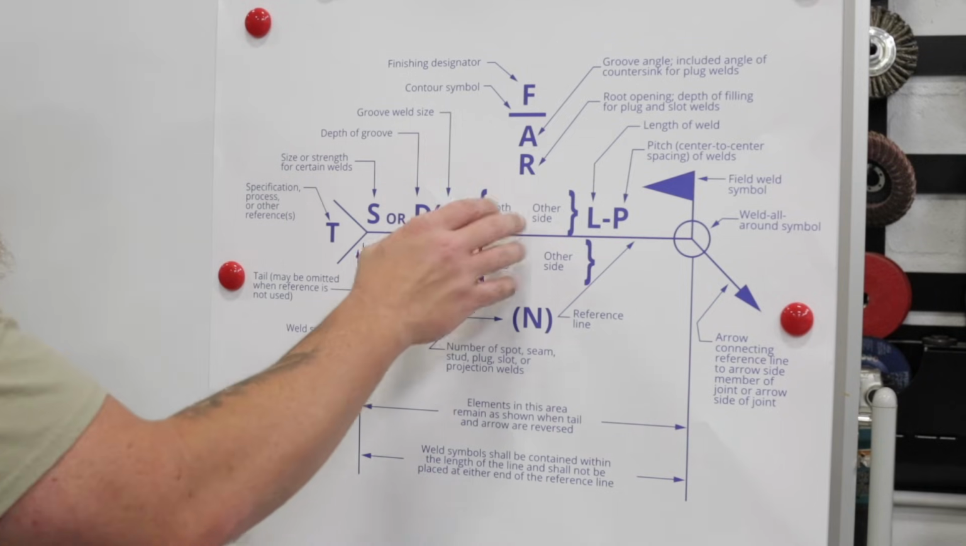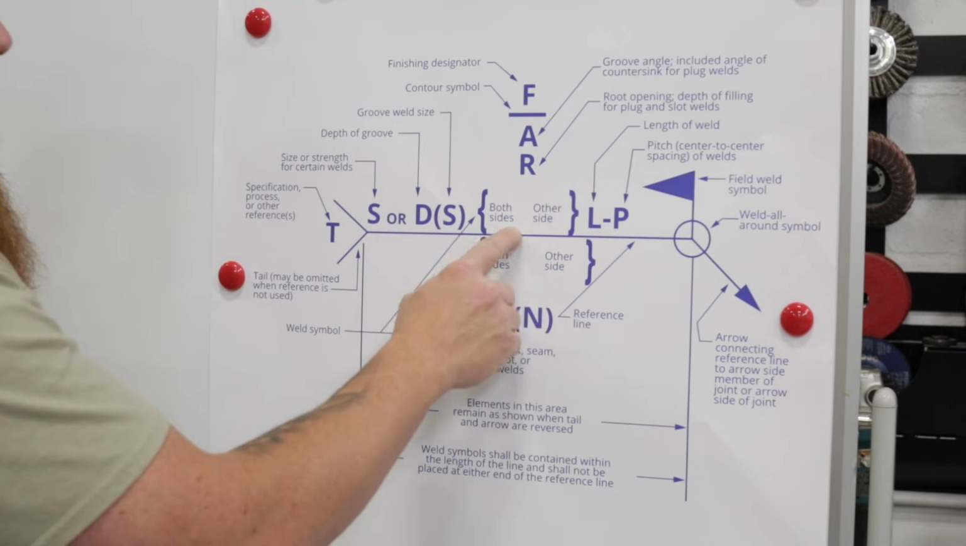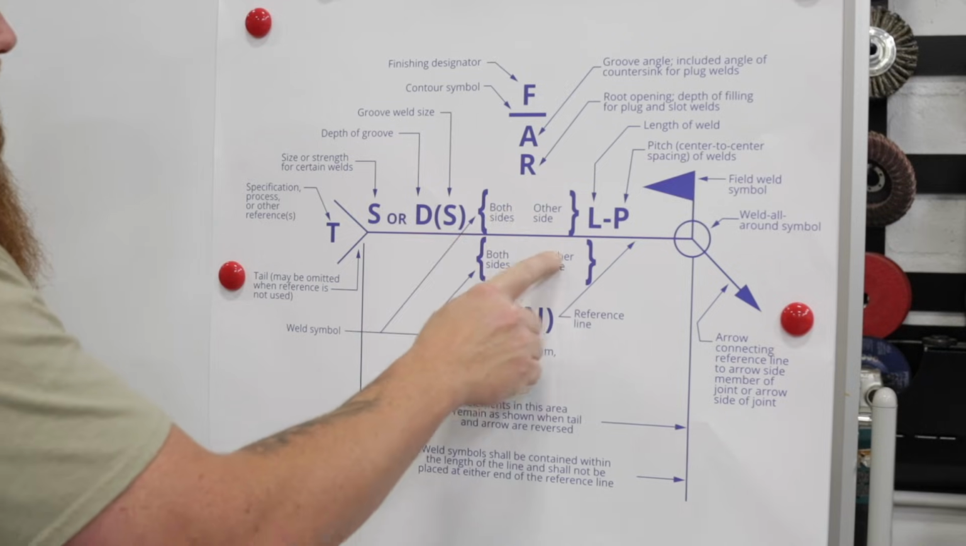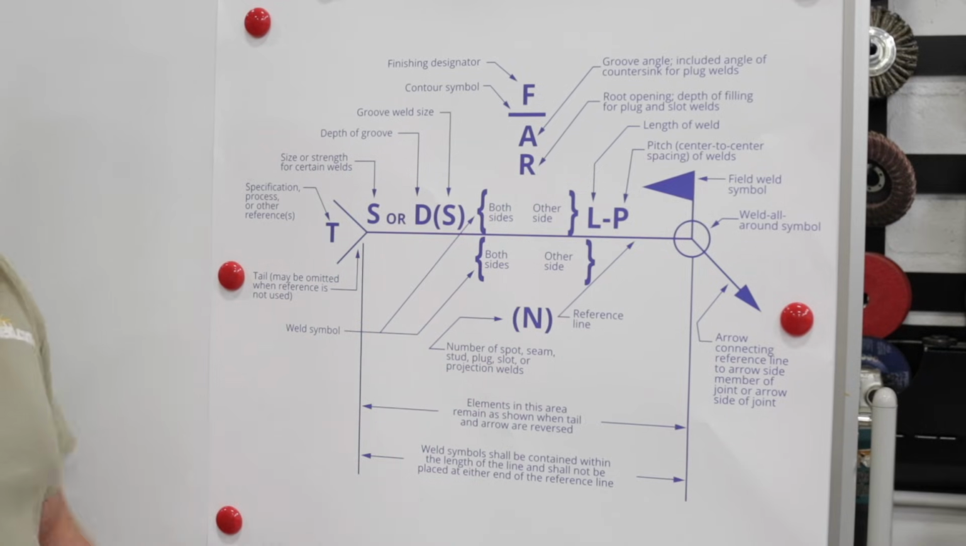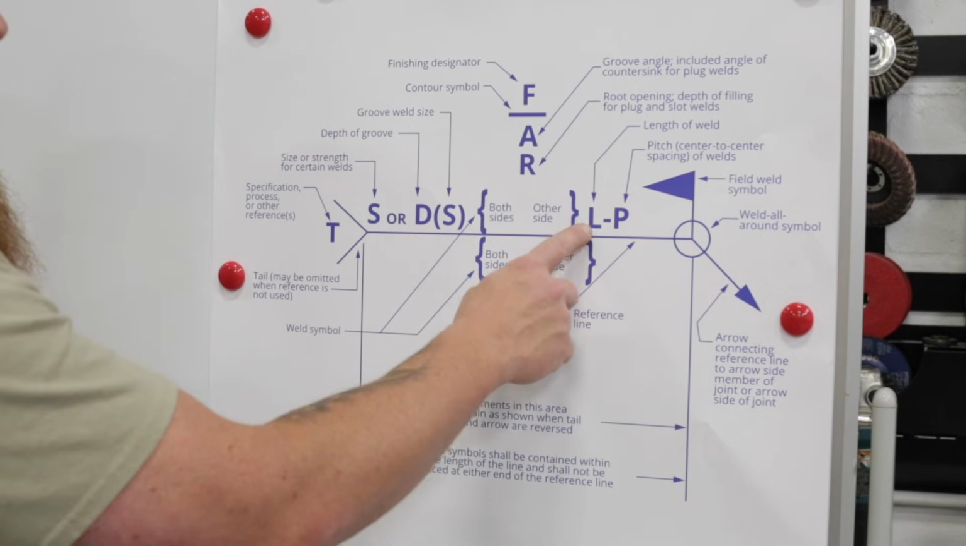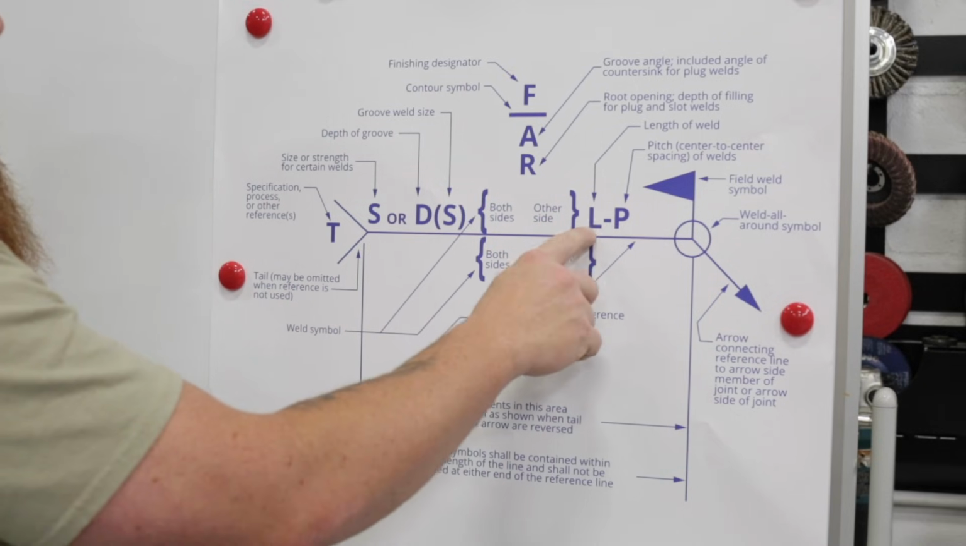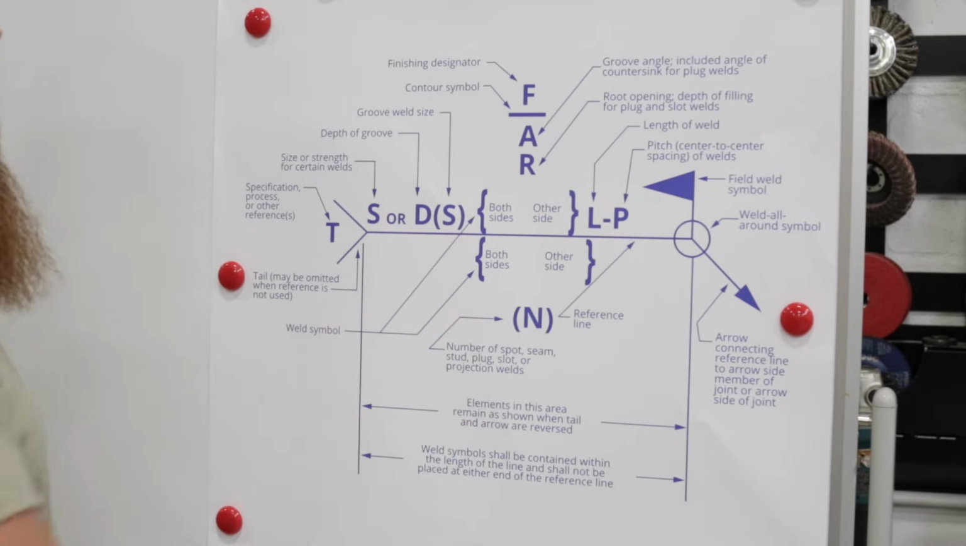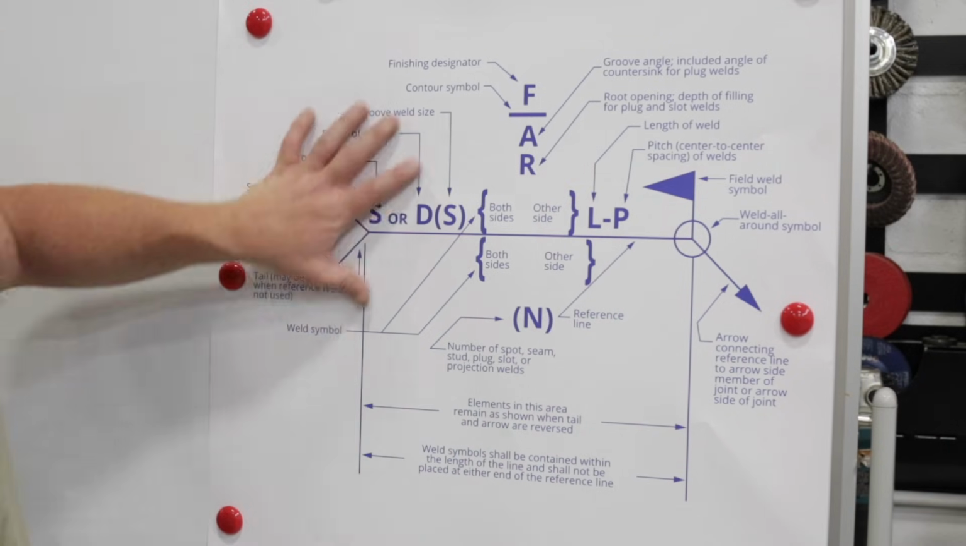Either way. Get in here, this is where our weld symbol is going to be. Whether we have a fillet weld, a plug weld, a slot weld, seam weld, edge weld, any of those welds, that's going to be contained in this information. The length of our weld and the pitch or spacing is going to be over here. It's always going to be to the right of the welding symbol. That pretty much covers everything on this chart.